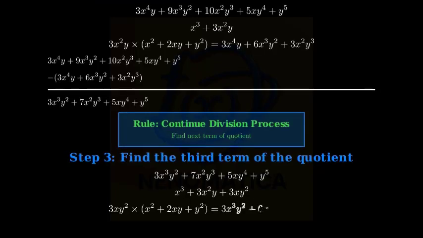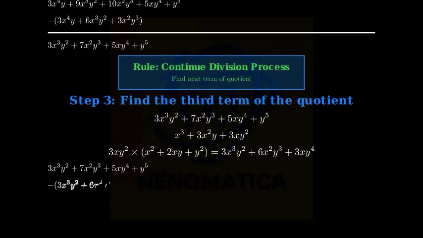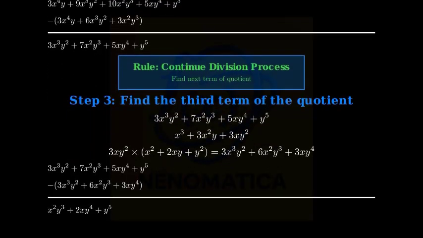Now we multiply the entire divisor by 3xy squared. 3xy squared times x squared equals 3x cubed y squared. 3xy squared times 2xy equals 6x squared y cubed. 3xy squared times y squared equals 3xy to the fourth. Next, we subtract this product from our current polynomial.